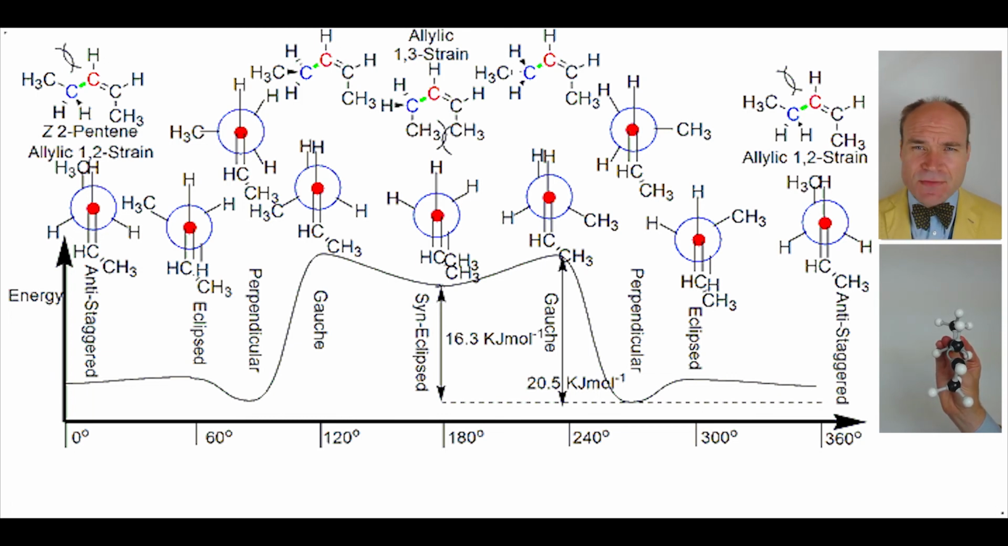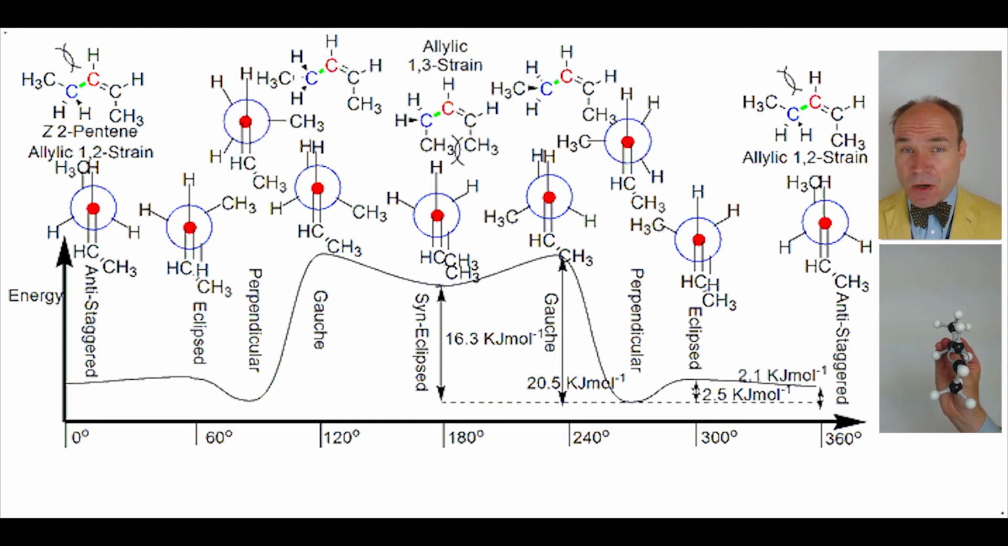The remaining significant conformations are of similar energy levels to the perpendicular conformation. The eclipsed conformation is 2.5 kilojoules per mole more, whilst the anti-staggered conformation is only 2.1 kilojoules per mole more.